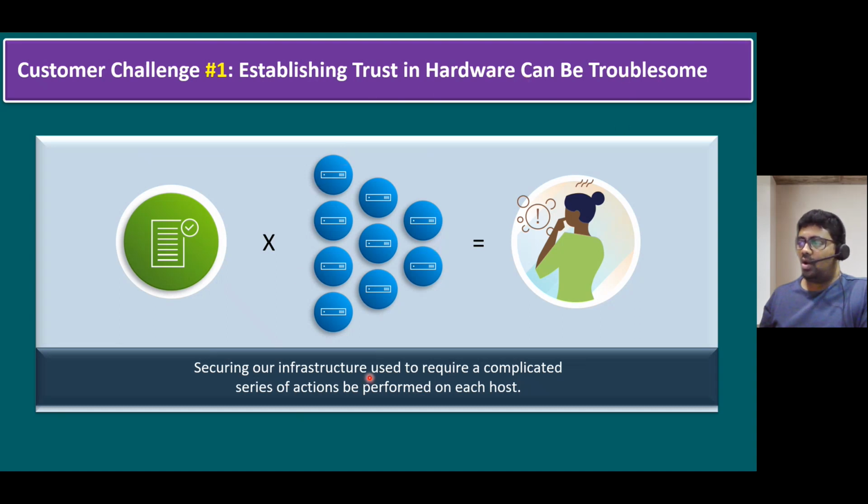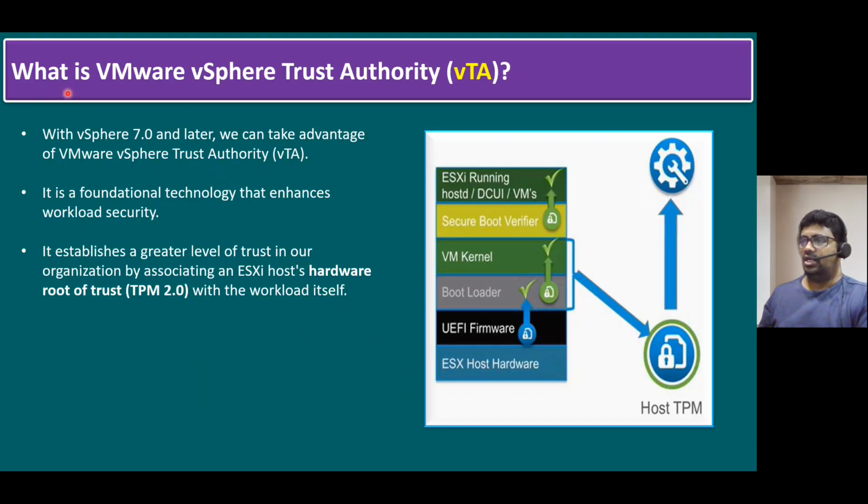We cannot maintain all hardware with the same kind of configuration in a secure manner. At that point, securing our infrastructure used to require a complicated series of actions to be performed on each host to maintain a consistent and balanced infrastructure. So to address this challenge, VMware came up with a solution. That solution is called VMware vSphere Trusted Authority.